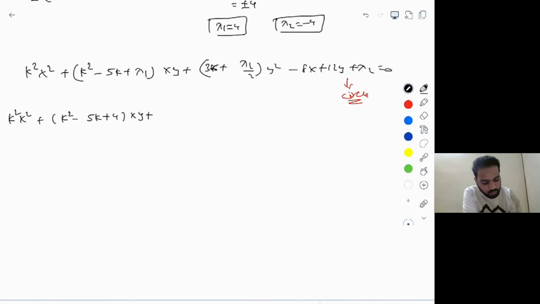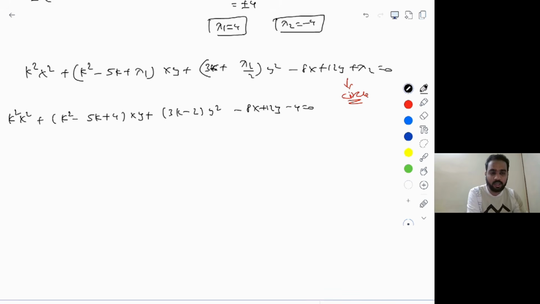So 4 times of xy plus 3k plus lambda 2 is minus 4. So if you substitute that value here, you get it as (3k minus 2) into y square and minus of 8x plus 12y plus lambda 2. Again, lambda 2 is minus 4 is equals to 0. Now, this is a second degree equation, right?